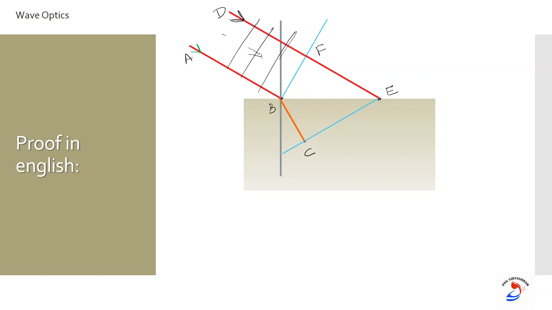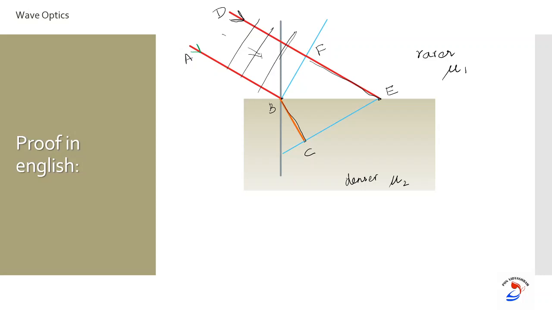So what is happening? The time taken for the light to travel from B to C is the same as the time taken by the light to travel F to E. F to E is a longer line and BC is a shorter line, you observe. Why is that so? Because this now is a rarer medium. Let's say this is refractive index mu1. Let's say this is a denser medium, with refractive index mu2.